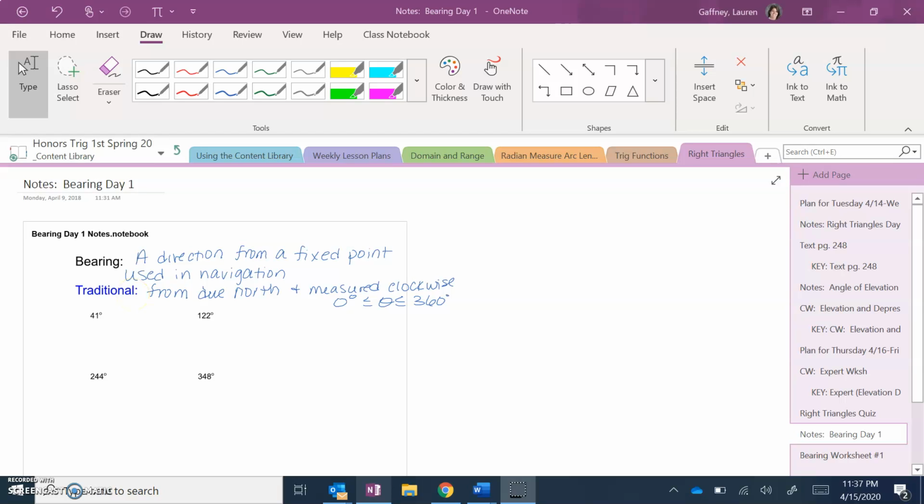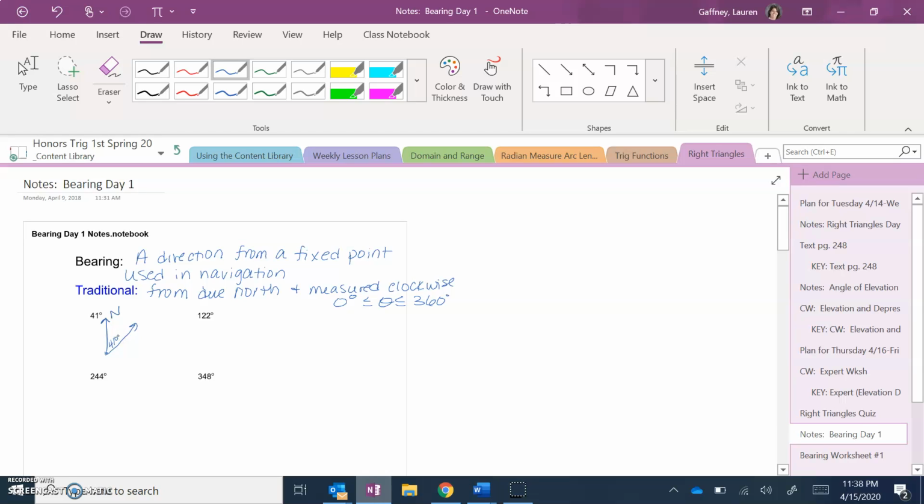Right, now traditional bearing is from due north. Okay, traditional bearings always from due north and measured clockwise, and it's going to be an angle between 0 and 360 degrees. So these first 4 that we're going to talk through are traditional. You're just given an angle. So if it's always from due north, here's my due north. Okay, and 41 degrees from due north. Well, this would be 90 degrees if we go clockwise. So 41, we'll just estimate it's kind of like that.